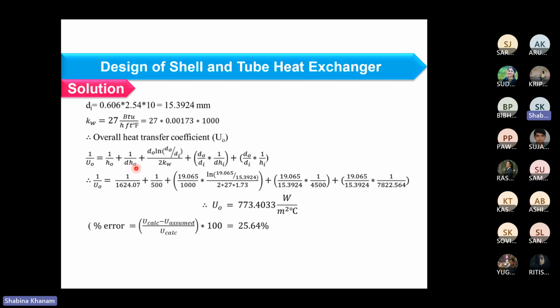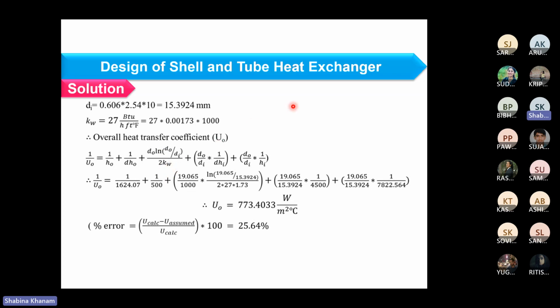That HO, and this is HOD. Actually it should be HOD, the dirt coefficient, not DHO. It is like we are multiplying D and HO, but it should be HOD. Similarly, the whole expression we have already discussed. Similarly you need to consider this as HID. We need to find this KW.